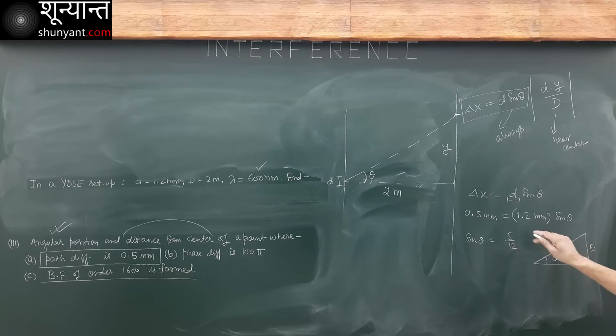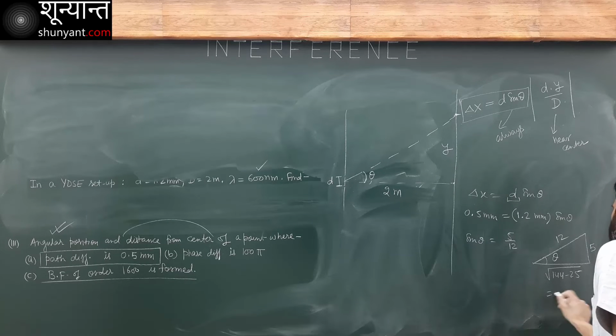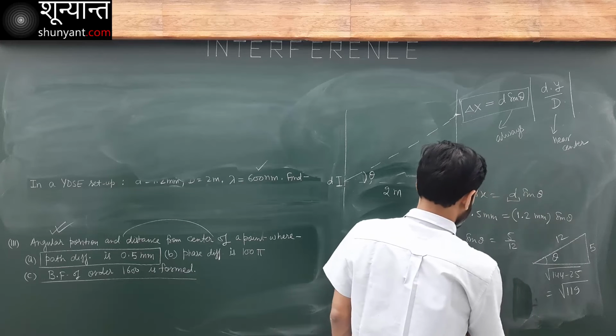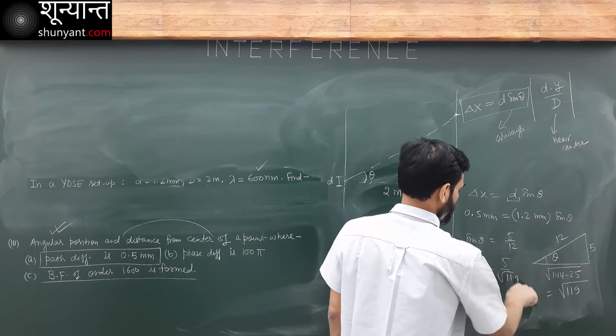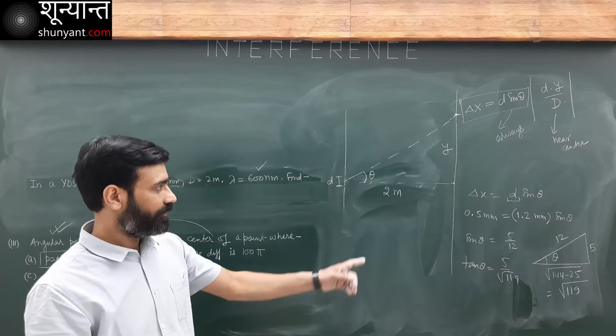5 over 12. Okay. Then what will be this value here? It will be 144 minus 25. It is going to be equal to the root of what? 119, under root 119. This will become tan theta. So what will be tan theta? Tan theta will be equal to 5 over under root 119.